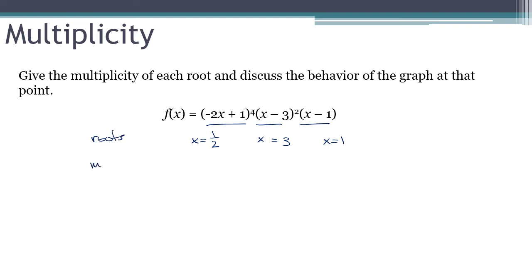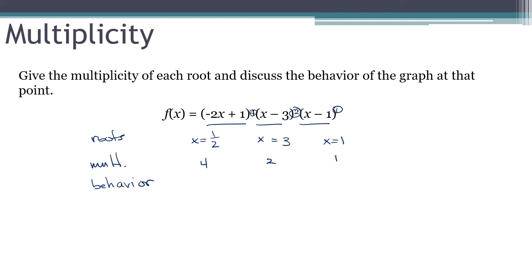All right, now the multiplicity of each of these roots is just based on the exponent. The multiplicity of 1/2 is 4. The multiplicity of 3 is 2. And the multiplicity of 1, even though we don't usually explicitly write it, is just 1. And that gives me all the information that I need to talk about the behavior of the graph of the polynomial at each of those intercepts.